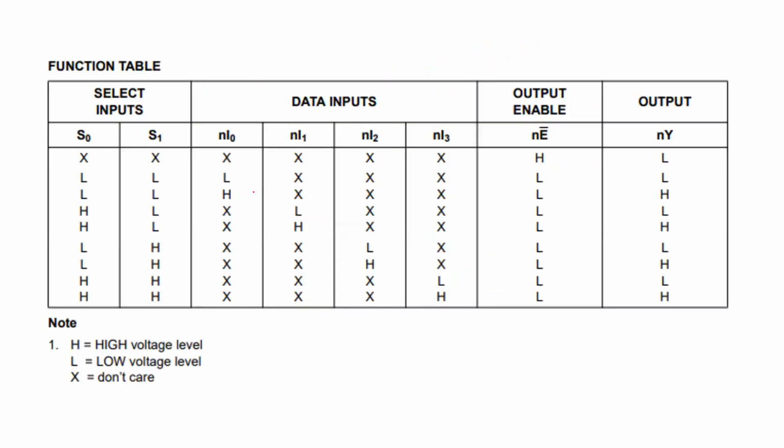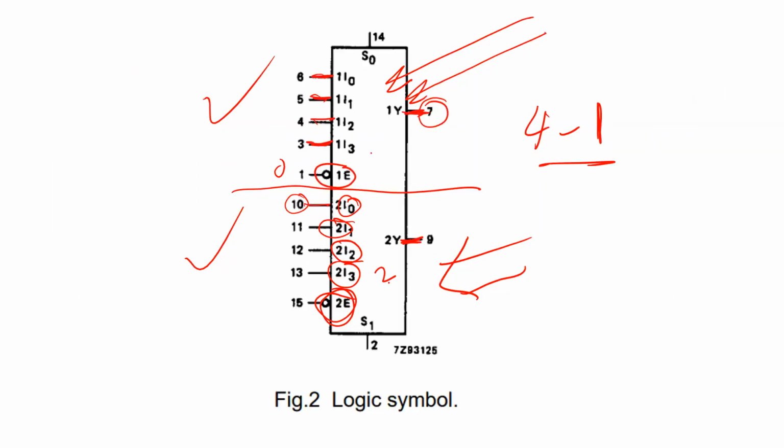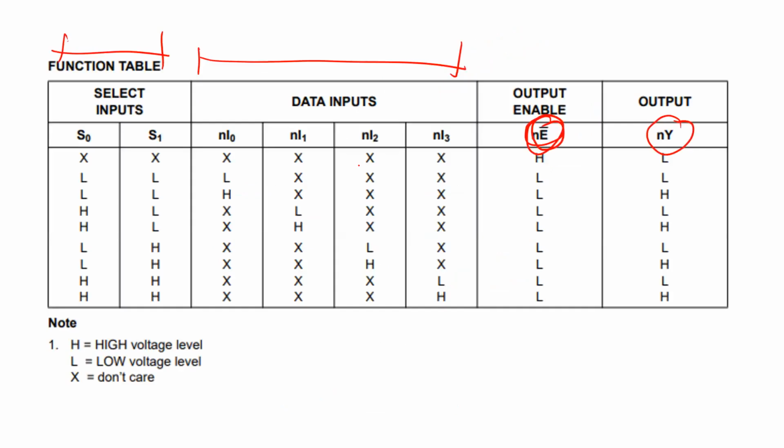This is the truth table. As you see here in the truth table, as I told you, we have enable, and we have one output. We have 4 inputs and we have selectors, 2 selectors. How it works is very simple. Because this is active low, if I put high in the enable, that means it is disabled. Because it's active low.